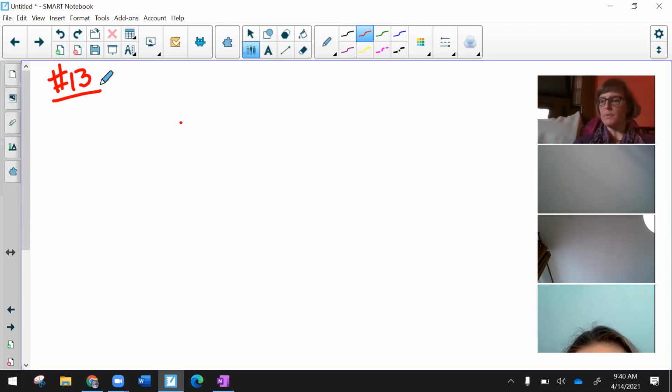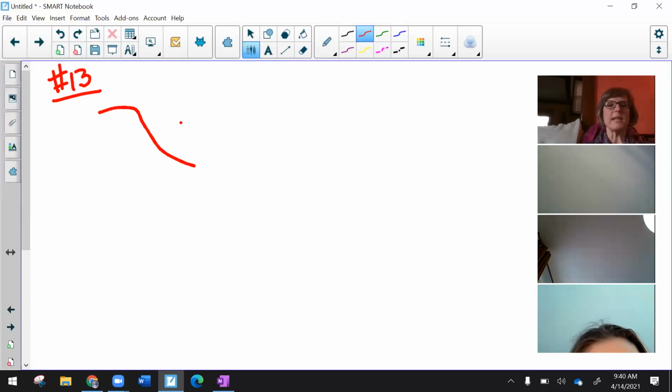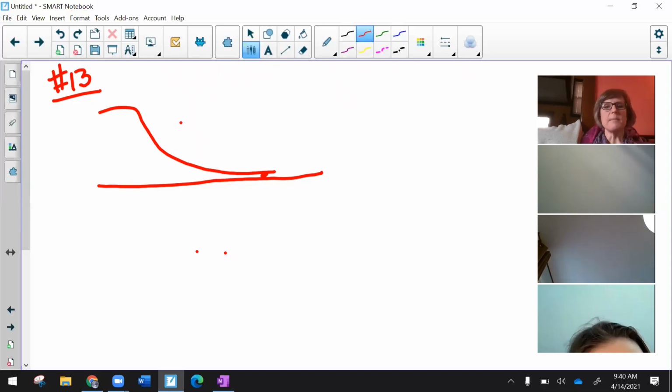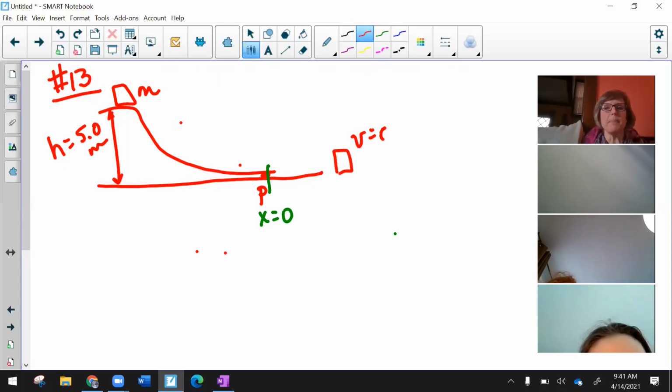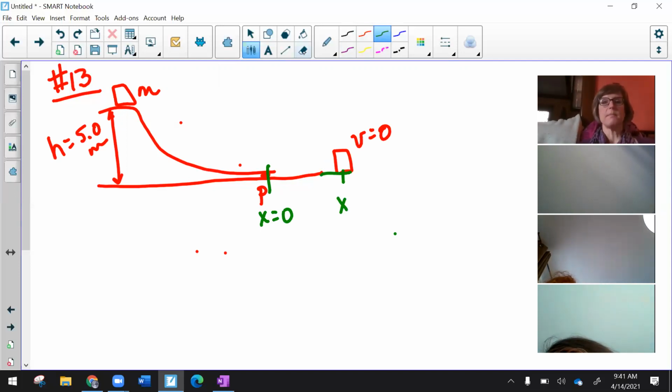Okay, so I'm just going to very quickly sketch everything here. This is going to be point P. My block of mass M is going to start up here. This is going to be h equal to 5 meters. And then I'm going to let this be x equals 0. And over here somewhere, where my block comes to rest, is going to be some value of x.